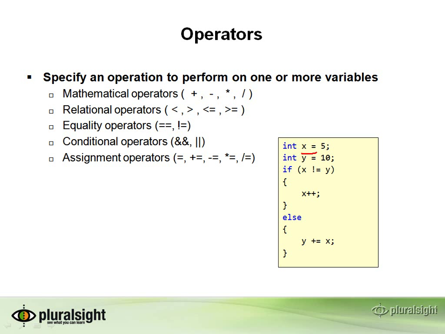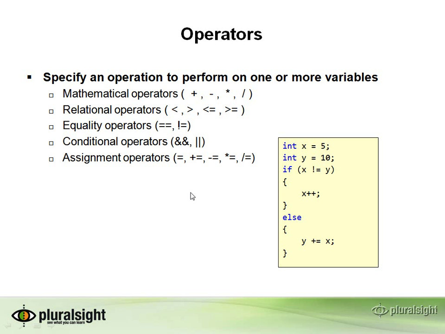This is assigning the value 5 into x. This is assigning the value 10 into y. And then we're performing a test. If x is not equal to y, then perform this action. Else, if x is equal to y, we'll perform this action.